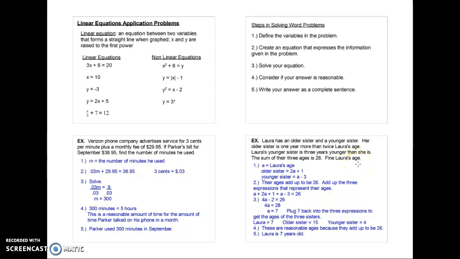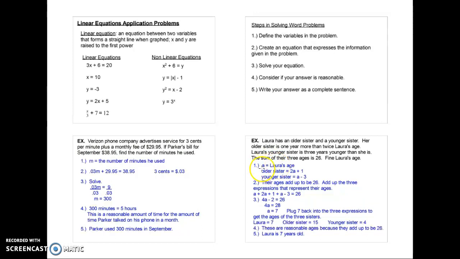Okay, so I go through all of those 5 steps. Step number 1 was to define the variables. Now I'm trying to find Laura's age, so I used A. A equals Laura's age. You have to be writing that out. Now you could have used whatever variable you wanted to, that's fine, but your variable needs to represent Laura's age because that's what I'm solving for.